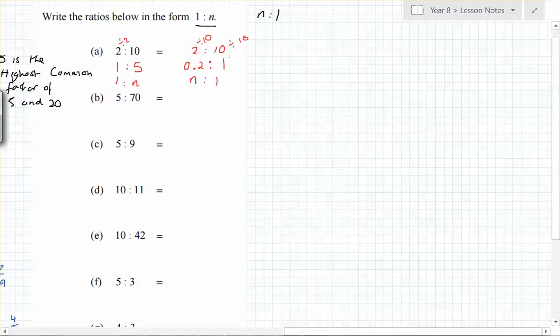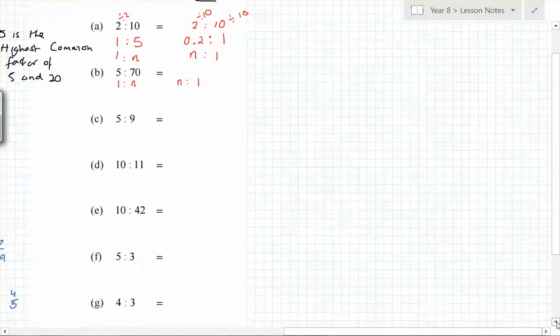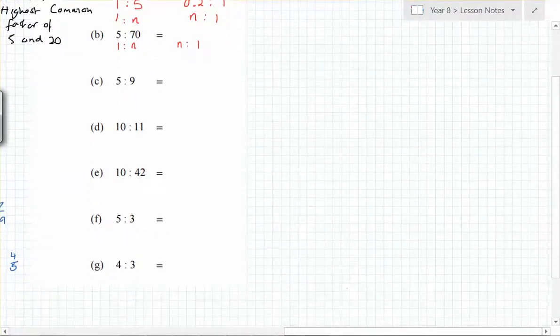Remember I said you can have decimals. And remember I said ratios have to be written one way round or another. They have to be written the same way. You can't swap them around. So for each one of these now, I'm going to get you to write them out as 1 to n and n to 1. You can have a calculator if you wish.